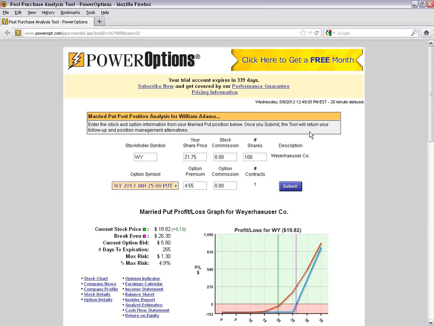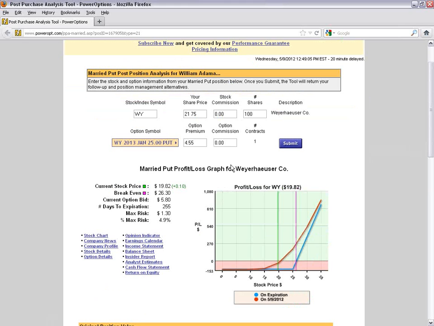The Position Analysis tool breaks down our position. It'll show us a little bit more detailed information of what we saw as far as the original expected gain or loss, the current liquidation value, and the future expiration value. So here's our original position. We haven't made any adjustments on it. We have our profit and loss chart. We have our initial maximum risk of 4.9%, days remaining to expiration, and so forth.